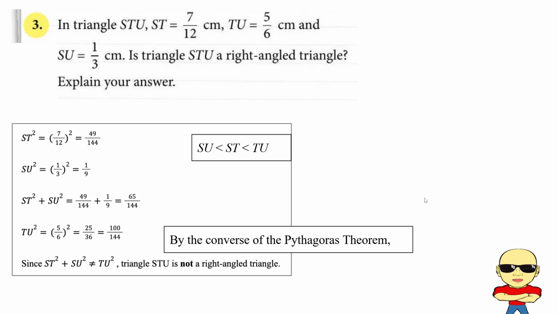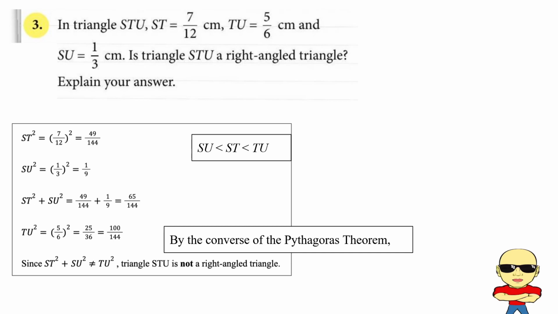First one, question 3. In triangle STU, ST equals 7/12 cm, TU equals 5/6 cm, and SU equals 1/3 cm. Is triangle STU a right angle triangle? Explain your answer. So what do we do here? We have these three lengths.